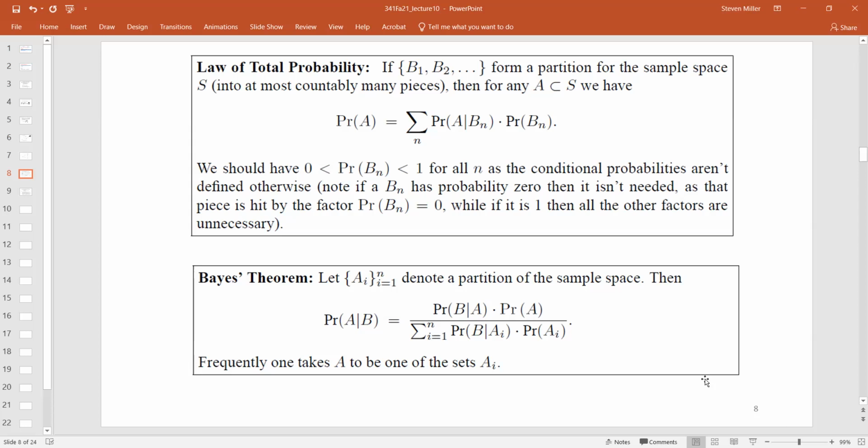Usually the Bn's will always happen, but if you have a few that happen with no probability, it's not a big deal. And then here's another way of rewriting Bayes' theorem. The probability A happens given B is the probability B happens given A times the probability of A, divided by the sum of the probability of B given Ai times the probability of Ai. What is the sum on the bottom going to be?